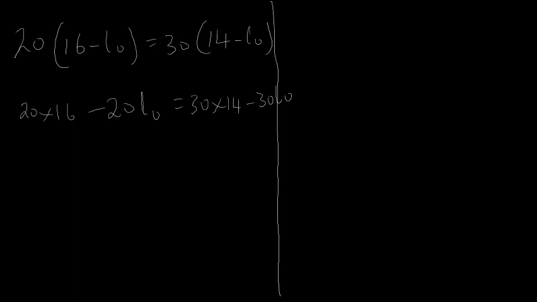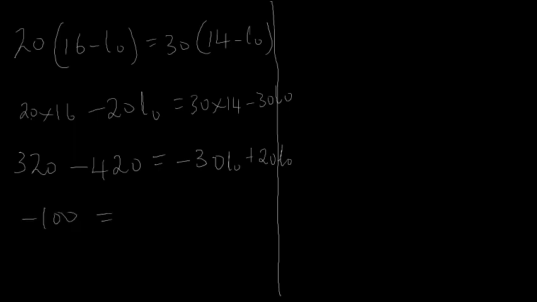If you tidy this up, you will get 320 minus 420 is equal to minus 30 L0 plus 20 L0. You have to look very well to see it. This times this is 320, yes, and then this, of course, yes, so we are on the right track. So this minus this will give us minus 100 is equal to minus 30 L0 plus this will give us minus 10 L0. So L0 will be minus 100 divided by minus 10, and this gives us 10 cm. That should be the answer.